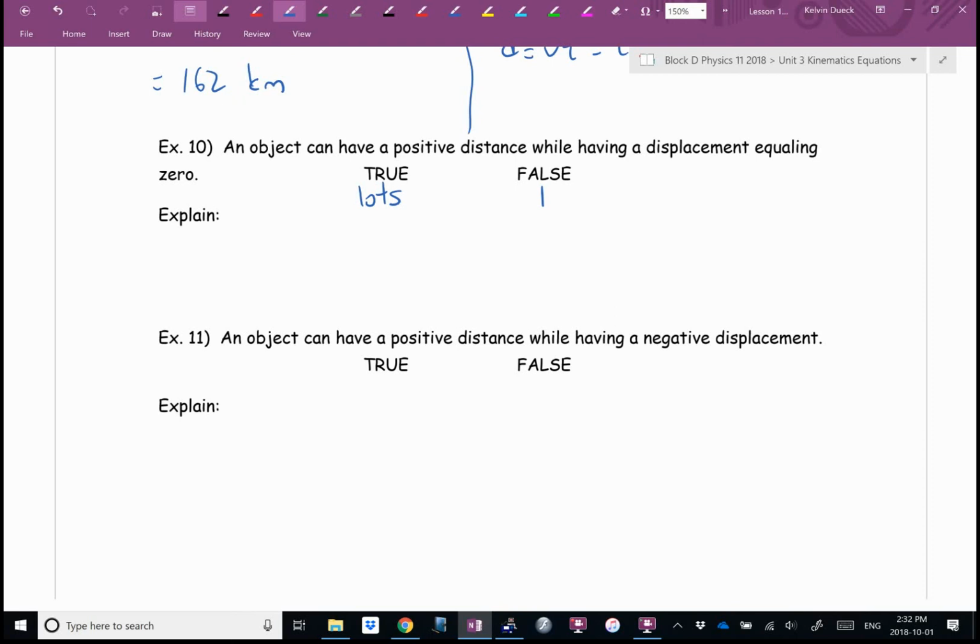Here's what I heard. If you go positive and make the displacement 0, that answers the question. Give me an example.